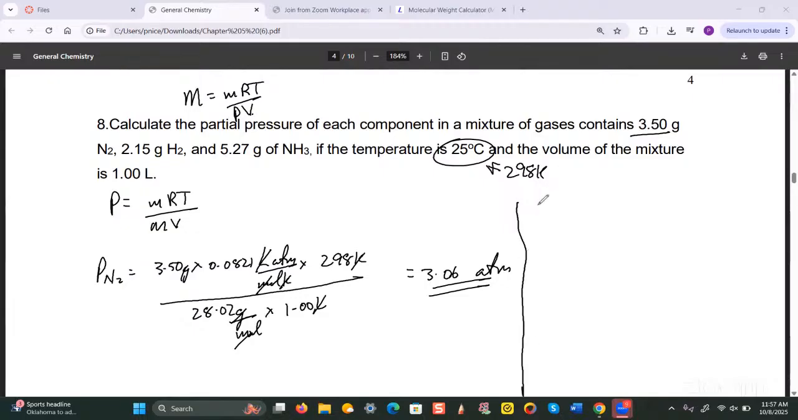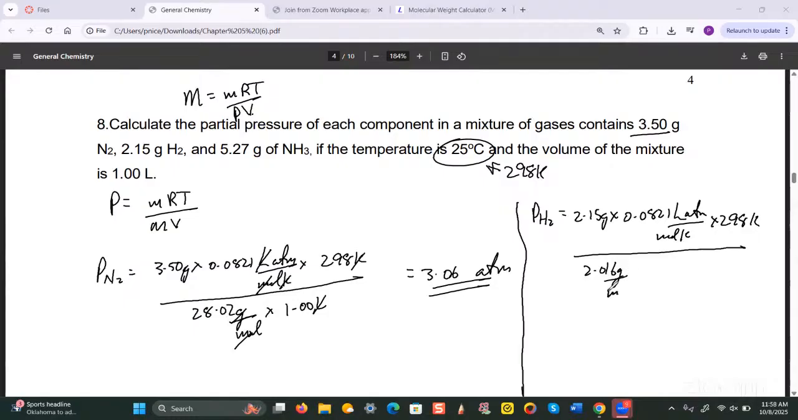The next gas is hydrogen. So it's the same equation. The numbers are going to be a bit different because in the case of hydrogen, the mass is 2.15 grams multiplied by R, which is 0.0821 liters atmospheres over mole Kelvin, multiplied by the temperature, which is again 298 Kelvin, and then divided by the molar mass. Now for hydrogen, that's 2 times 1.008, so that's 2.016 grams per mole, multiplied by the volume, which is 1.00 liters.